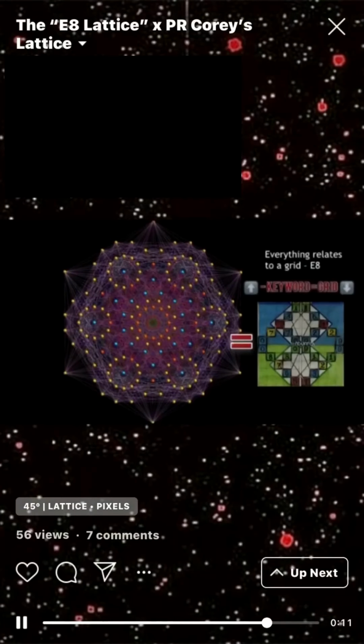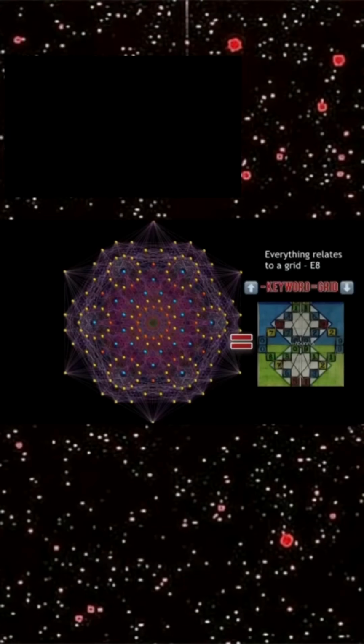E8 is a fundamental crystal. It's a fundamental lattice. In 2 dimensions, one of the fundamental lattices is the checkerboard.